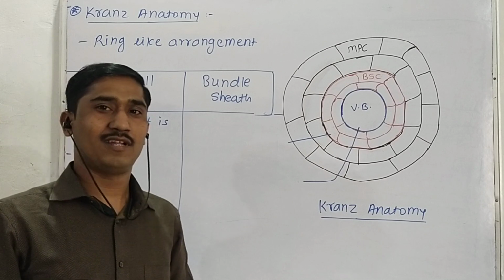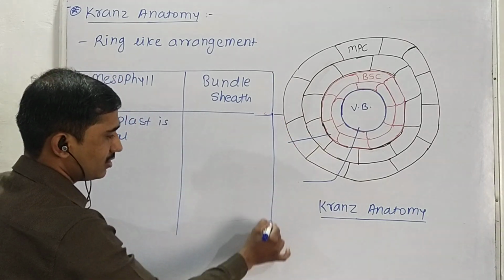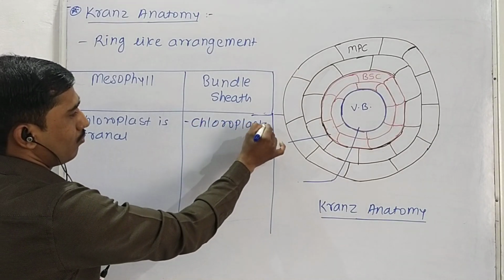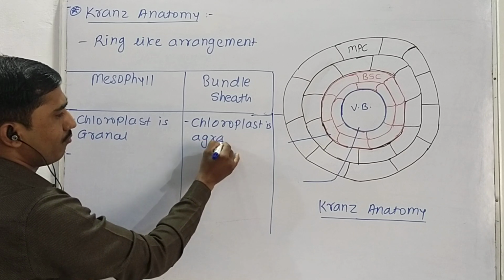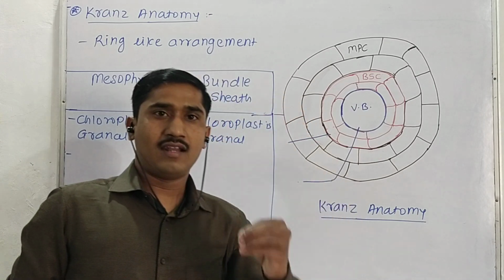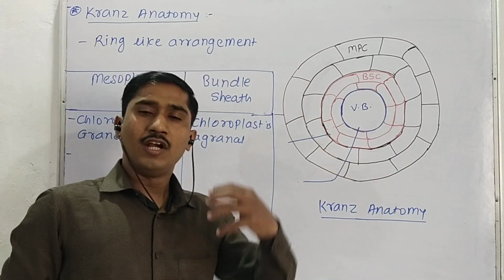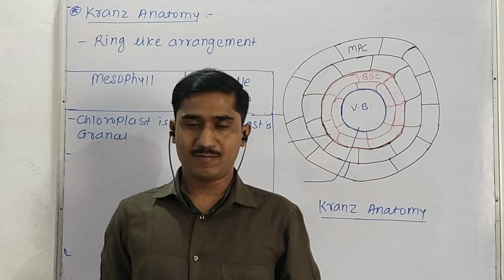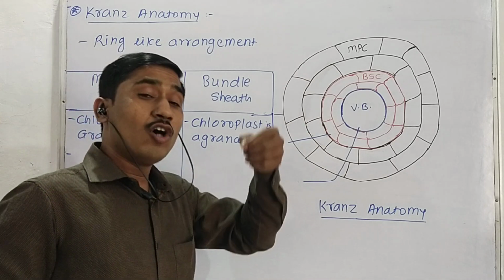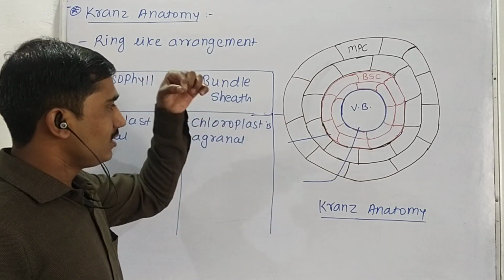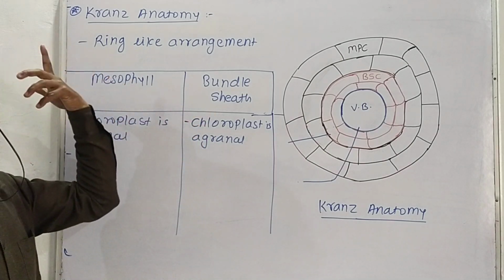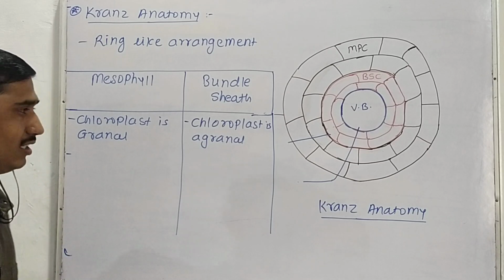Grana are present in the chloroplast. And in the bundle sheath cell, there is an agranal chloroplast. Chloroplast is agranal, meaning no grana. All of you know grana are associated with the light reaction. During the light reaction, photolysis of water takes place and oxygen is liberated. So the release of oxygen is a reason which creates a structural difference between the bundle sheath cell and the mesophyll cell. Later on we will see about this.